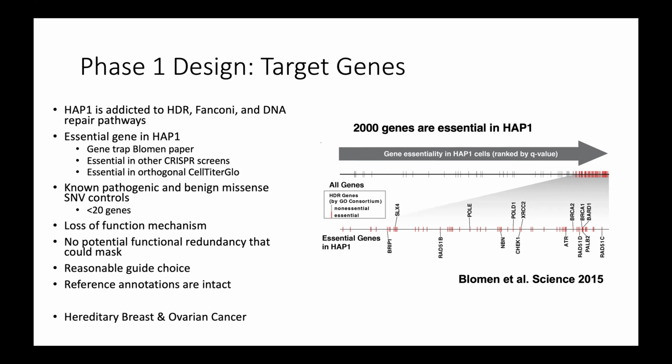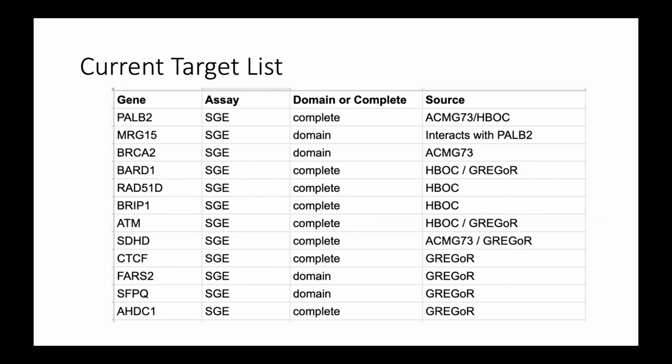And finally, just out of personal interest, Dr. Starita is very interested in the hereditary breast and ovarian cancer predisposition genes. And like she was saying, we recruit gene nominations from the ACMG 73 list, Gregor, as well as those that are most clinically relevant. This is our current target list, and it reflects many of the values that we just talked about on the previous slide.